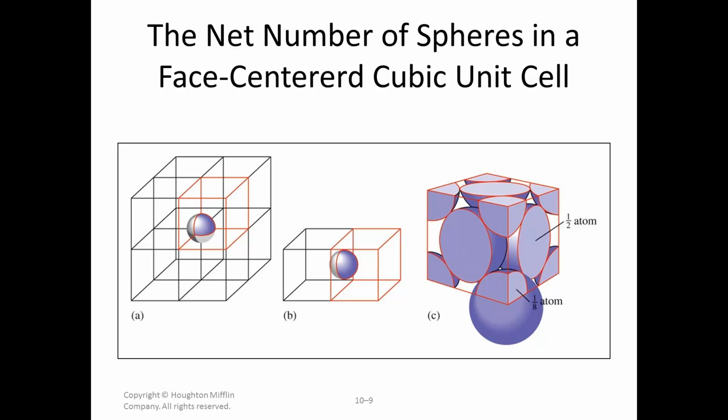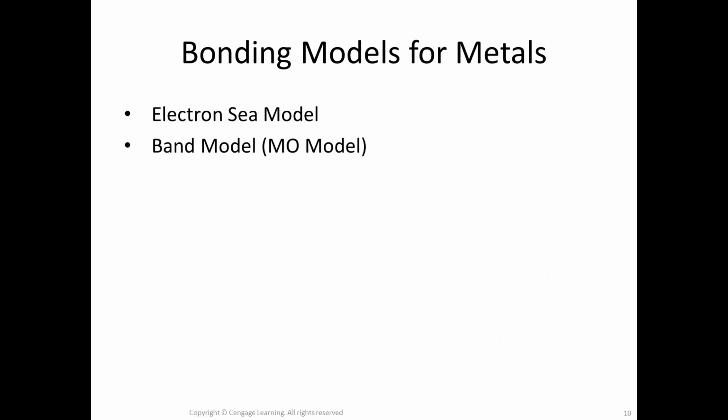There are 6 faces, so 6 times 1/2 is 3 atoms. We have 8 corners. 8 times 1/8 is 1. 3 plus 1 is 4. So our face-centered cubic unit cell has 4 atoms per unit cell.